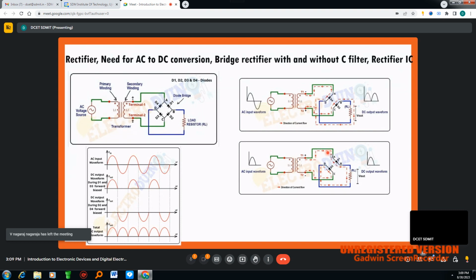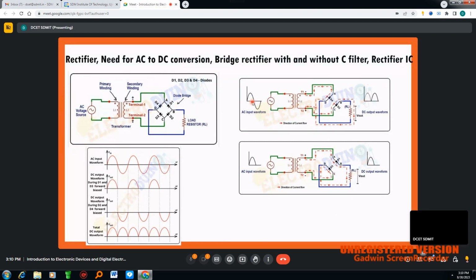This is continuous, it will flow like this. So this will create a waveform like this. Only the positive cycle will get across the load. So here the load is nothing but your mobile charger, and the mobile acts as a load.